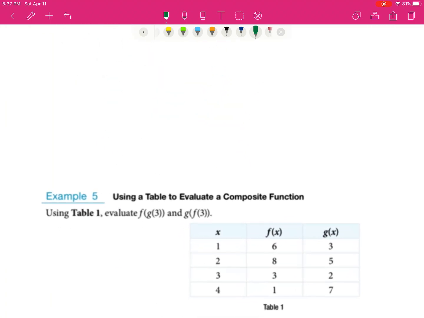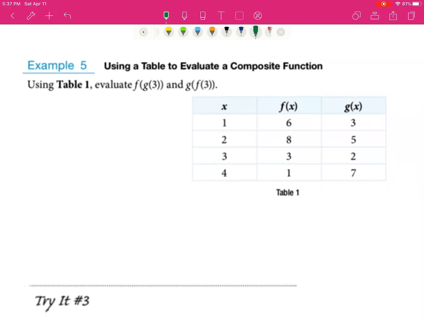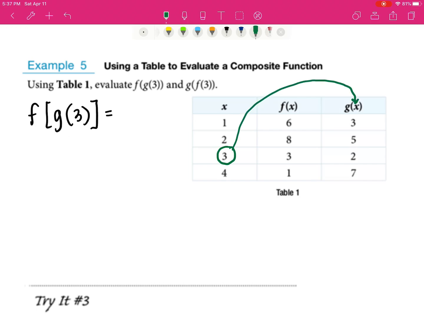So let's give it a try. We're going to look at some tables first and just get used to what this means. We have f of g of 3 that we need to evaluate. That means I'm looking for g of 3. I'm going to take this 3 and put it into the g function. g of 3 is this value right here. g of 3 is 2. That's how this table reads.